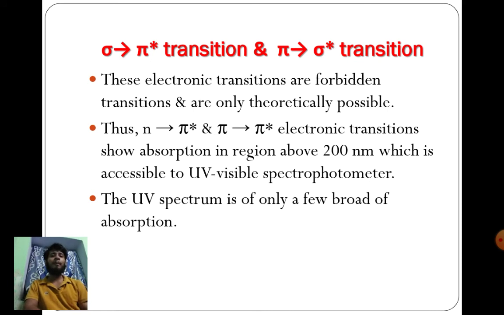Now the fifth and sixth types are far less common. They are the sigma to anti-bonding pi transition and the pi to anti-bonding sigma transition. These electronic transitions are just theoretically possible. They are not seen very often, or they are not even seen in practice. These kinds of transitions show absorption spectra above 200 nanometer, which is accessible to UV visible.